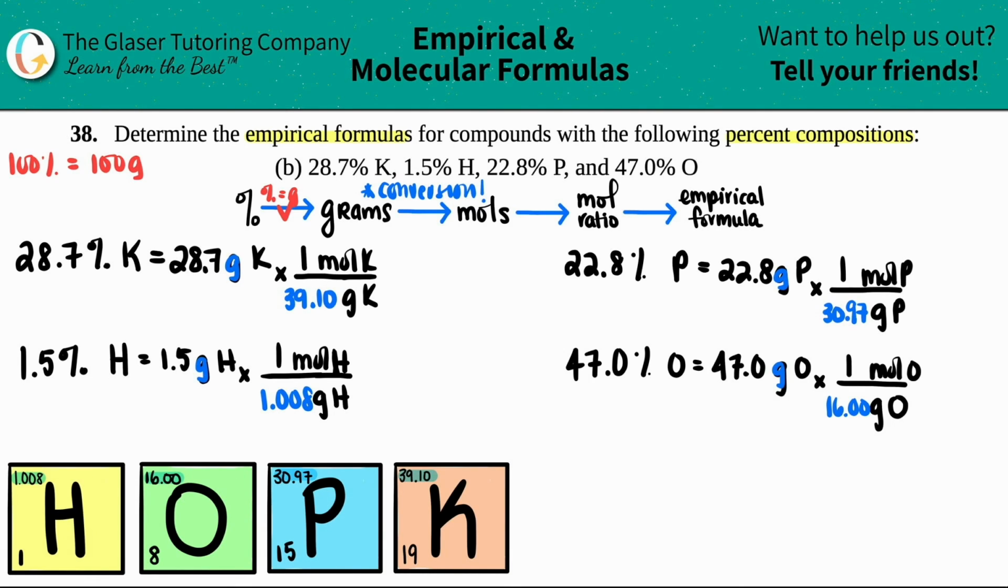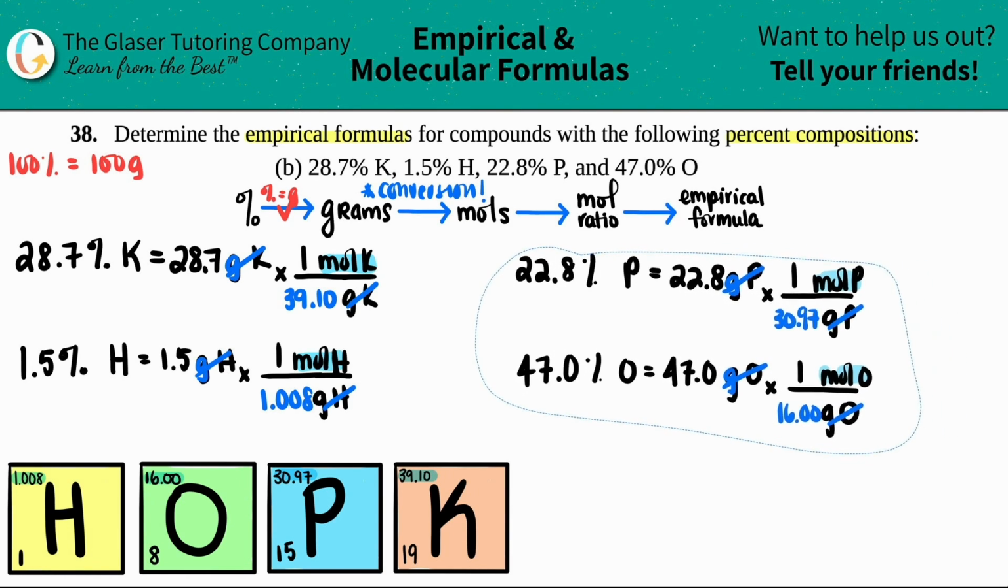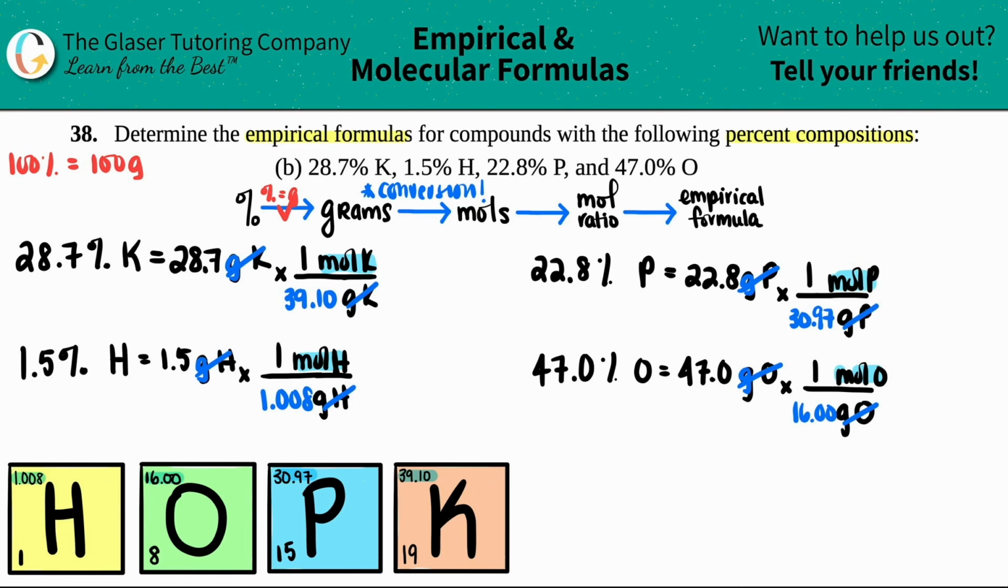Now, cancel out the like units. Grams of potassium cancels out with grams of potassium, grams of hydrogen with grams of hydrogen, grams of phosphorus with grams of phosphorus, grams of oxygen with grams of oxygen. And look, you're only left with the moles of each individual element. And now let's just calculate.